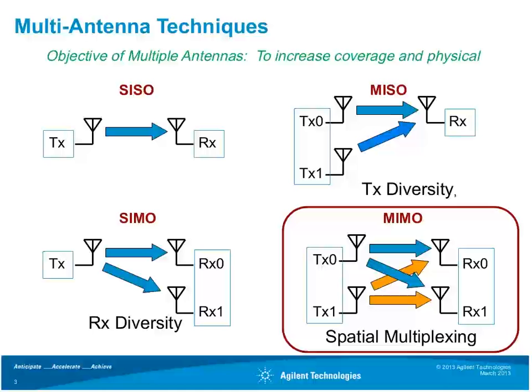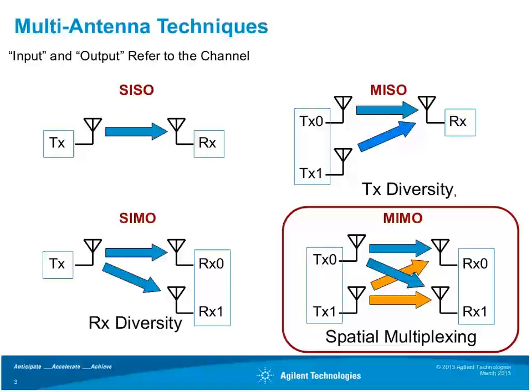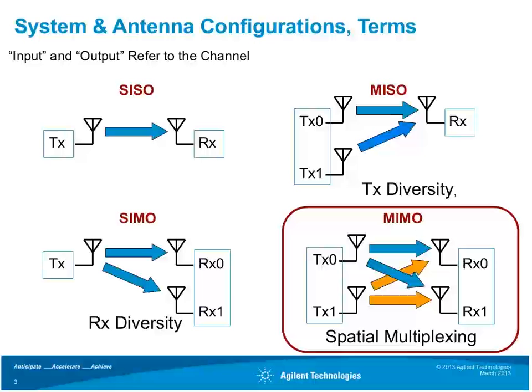So let's dig into more detail on path diversity and spatial multiplexing. First, let me say that when you see the term I and O in these figures, this refers to going into the channel and out of the channel. It does not refer to the antennas. So employing a single antenna at the transmitter and a single antenna at the receiver, single input, single output, or SISO, is the most basic radio channel access mode. And that's this one right here, okay?